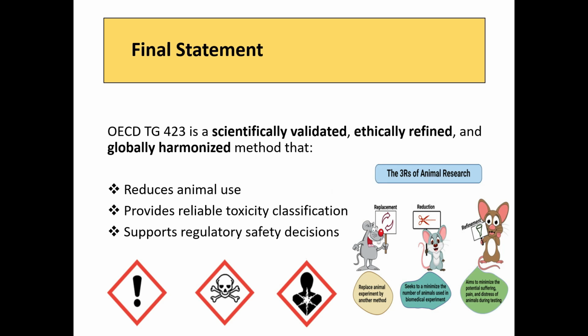Final statement: OECD 423 is a scientifically validated, ethically refined, globally harmonized method, because we are using very few animals, and it reduces animal use. So it follows the 3Rs: replacement, reduction and refinement. This method is generally accepted by the IAEC, meaning the ethical committee easily allows this procedure.